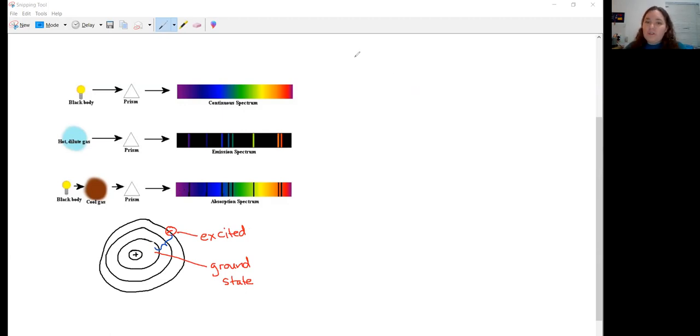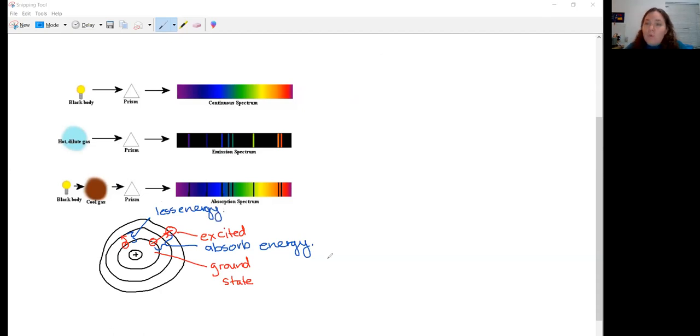And in order to do that, it must absorb a specific quanta of energy. But it has many options. This little electron jumped from here to here, but it could just as easily maybe have jumped from here only up one energy level. If it jumped only one energy level, this would require less energy.